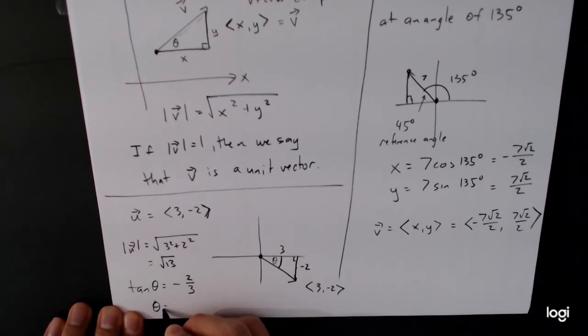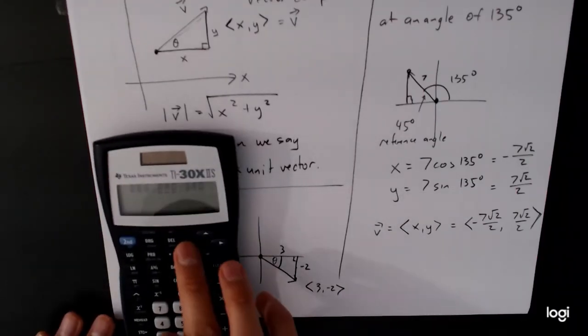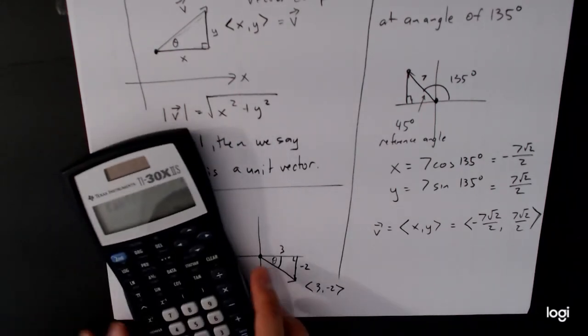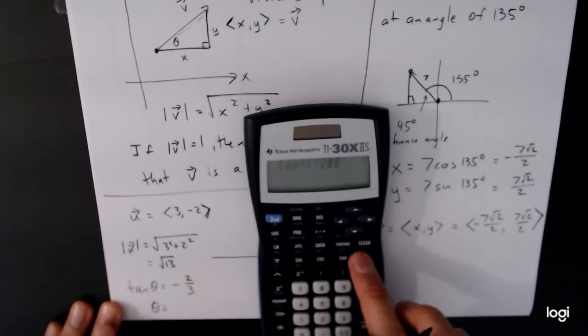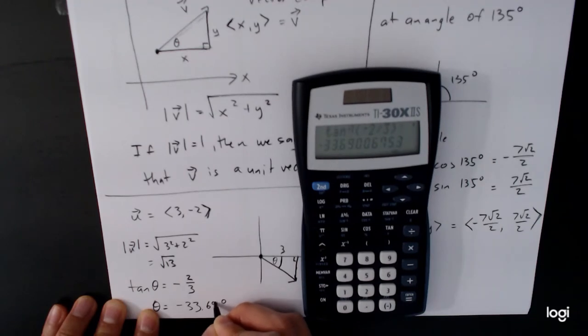And now from here we can use our calculator to find out what that angle theta is. It doesn't say either way, so we're just going to stick with degrees for this. So I'll make sure my calculator is in degree mode. I want to find the inverse tangent of, this was negative 2/3, so negative 2 over 3. And so the angle theta is equal to negative 33.69 degrees.